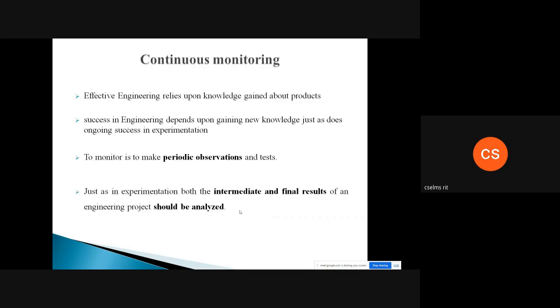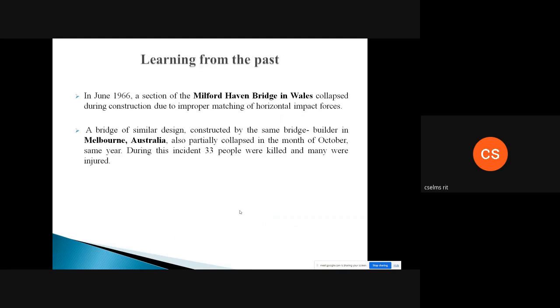And continuous monitoring. Continuous monitoring means we have to monitor the project or the product while it is being developed, and also once it has been developed and released to the market. By continuously monitoring, we can gain knowledge of the project. So periodic observation should be done. Both the intermediate and final results of the project should be analyzed in both the experiments.